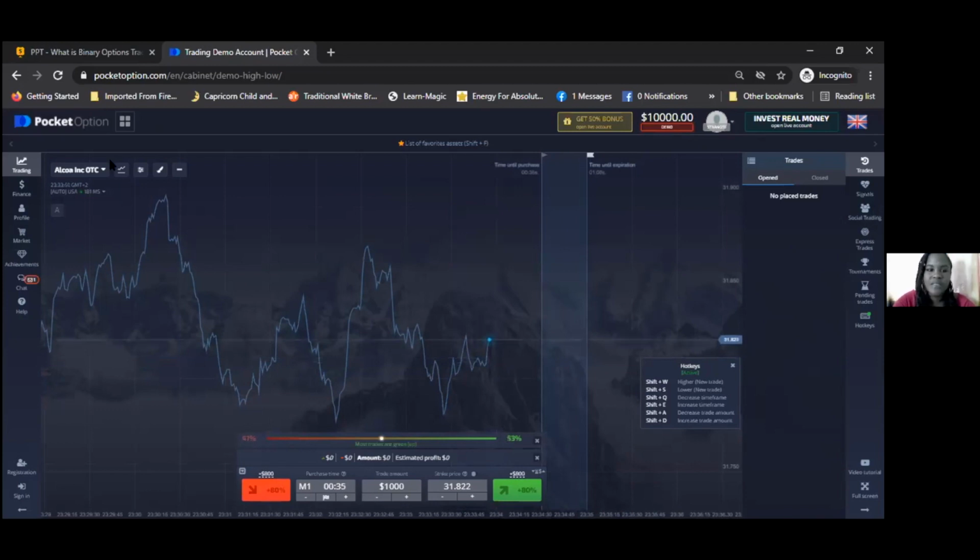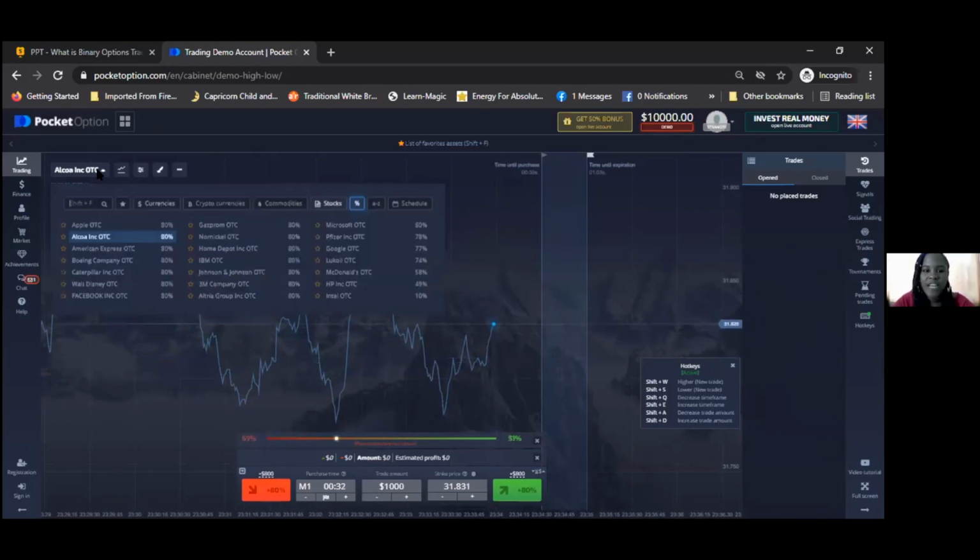Now, if you go up here, you would see the financial instruments that the broker allows you to trade. So here I'm on stocks. As you can see, you can trade anything from Apple all the way to Intel. And I do want to point out that they all say OTC right now. That means over the counter. And you usually don't want to trade OTC pairs because these pairs usually have a lot of manipulation, and the broker only offers OTC when the markets are closed.